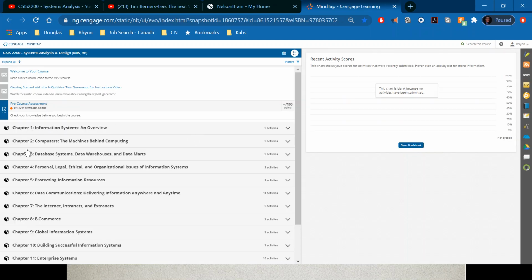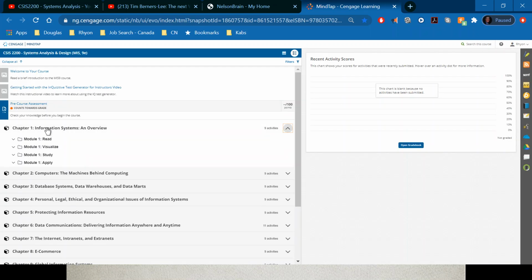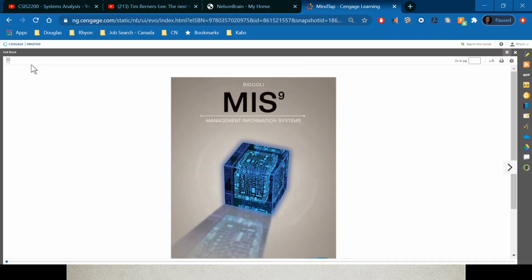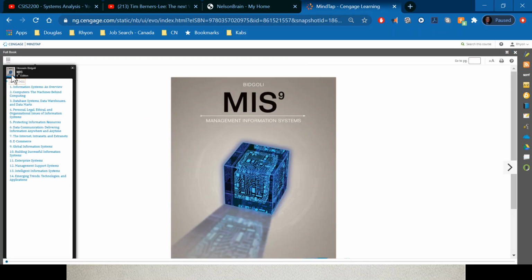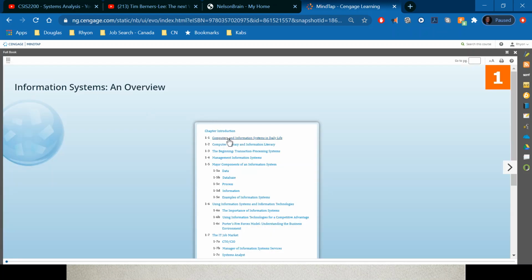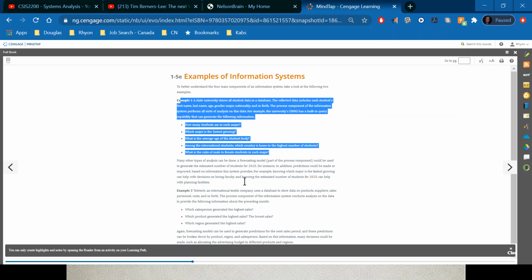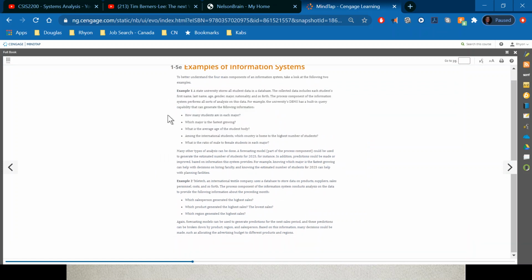So here are the chapters in the book. I'm going to go to chapter number 1. Or over here on the right-hand side, the full textbook might be easier. I tend to do this one. I open it up. Up here in the top left corner is the index with all the chapters. I'm going to go with the information system up here. And then here are the PowerPoint slides correlated with the chapter information. So examples of information systems, you can go through, and this is where I'm talking about right here. And they go through some examples. I'm going to ask you to go through and read those and answer the questions.